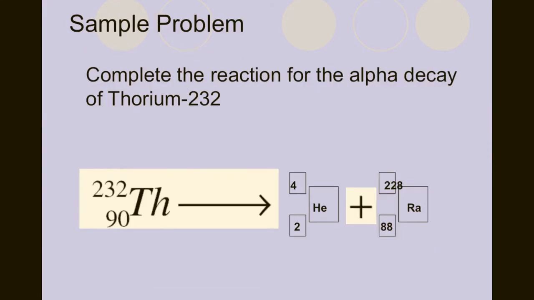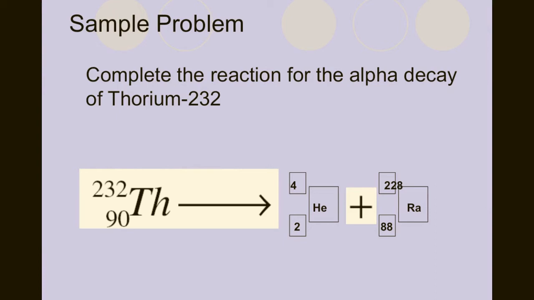Now let's move on to a sample problem. I know in this slide it already gives you the answer, but let's go ahead and pretend that those numbers on the right-hand side didn't exist. So complete the reaction of the alpha decay for thorium-232. So the 232 indicates that that is the mass number. That's what goes on the top left box of the thorium. Of course, thorium has an atomic number of 90.